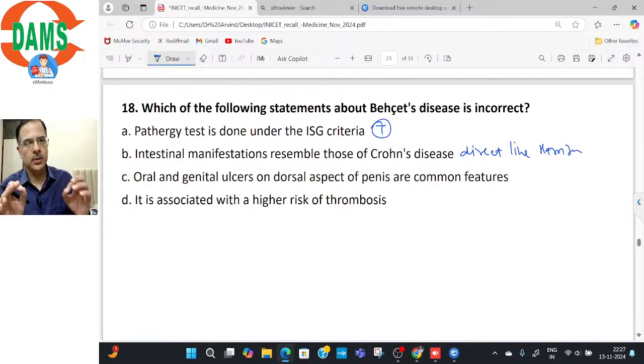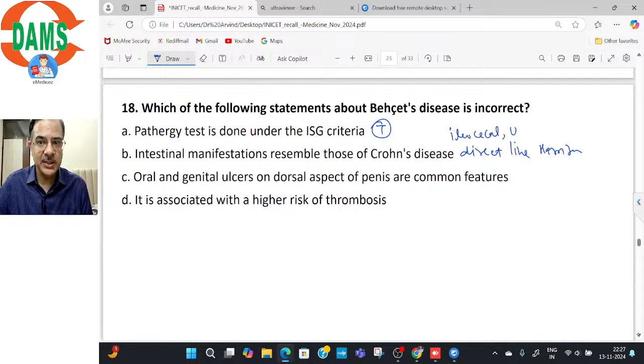It means both the diseases resemble each other. The only difference is extra-intestinal manifestation, like ileocecal involvement is there, ulcerations will be there, while oral and genital ulcers occur on the dorsal aspect of the penis. No, it is the scrotum.